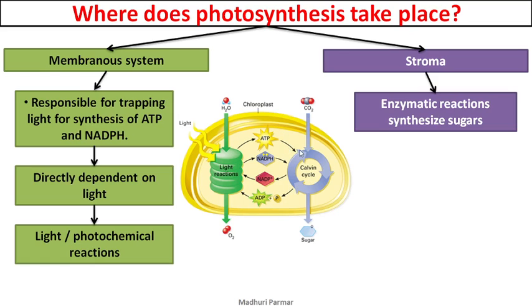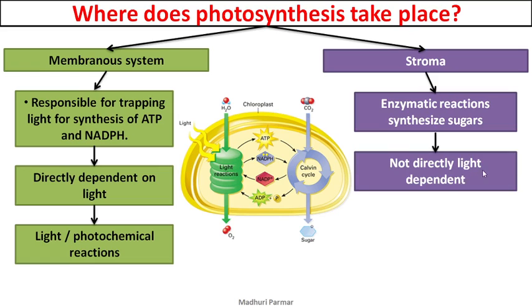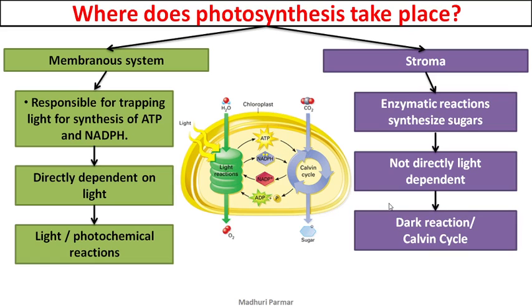So the enzymatic reactions which synthesize this sugar take place in the stroma. Okay? These are not directly dependent on light. As you can see, there is no light required for these reactions. Just ATP and NADPH is required. So these are called dark reactions or the Calvin cycle.